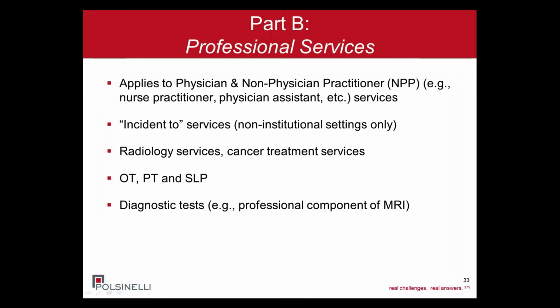The first category we'll talk about is professional services. And these are your typical physician office items and services. They're furnished either by a physician or a non-physician practitioner, like an advanced practice nurse or a physician assistant. It also includes physical and occupational therapy, and the professional component of certain diagnostic tests. For example, a patient might get an MRI at an independent diagnostic testing facility, and a physician interprets the results of that test. That professional component is a Part B professional service.